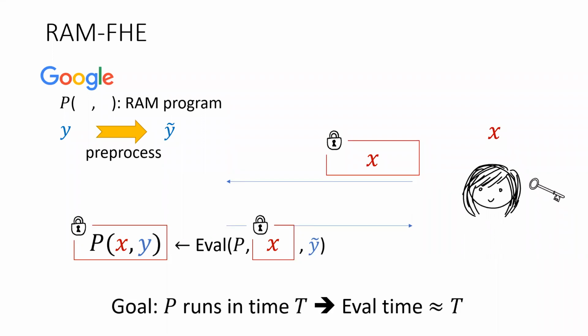And our goal is to be efficient. We don't want to pay the circuit size of the standard circuit FHE. So the running time of this homomorphic evaluation should be close to the insecure running time of the RAM program P. Okay, that's our model and our efficiency goal.